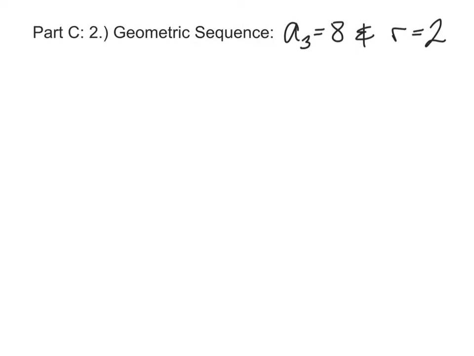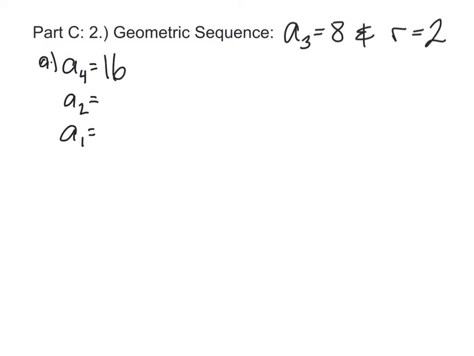This time we are looking at a geometric sequence in which the third term is 8 and the common ratio is 2. Again, in the first part, what we're asked to do is find a bunch of individual terms. First I ask for the fourth term, then the second term, and then the first term. Since I know the third term and that the common ratio is 2, to get from the third to the fourth, we're just going to multiply by the common ratio. 8 times 2 is going to be 16.